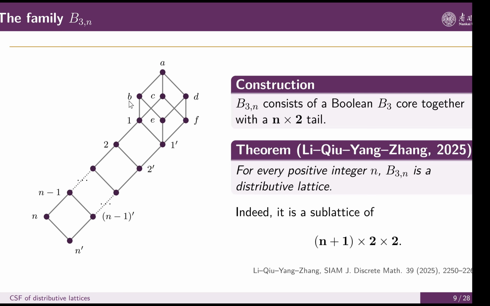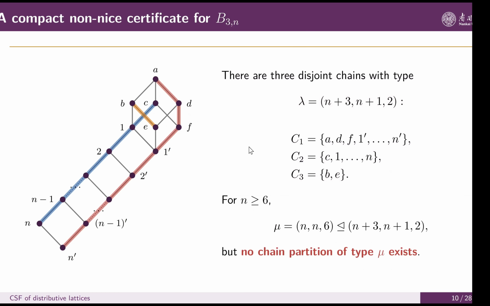The first result is the family B3n. It looks like this. First, we have a B3, which means a Boolean lattice, like a cube. And after that, we stick a very long ladder on the bottom of the cube. We call it B3n, and we show that this is of course a distributive lattice, and that if n is bigger than or equal to 6, this distributive lattice is not nice.